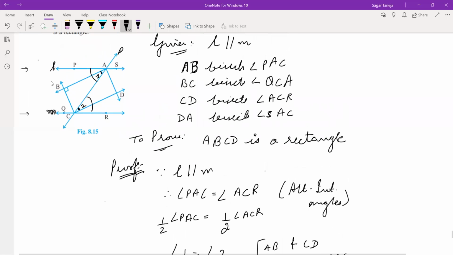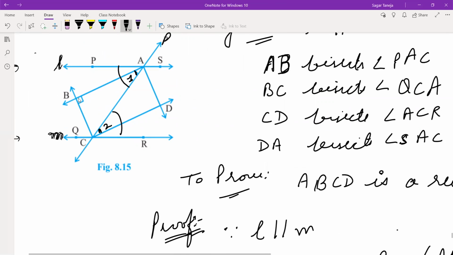Now just look one more time in the figure. If 1 and 2 are equal, it means this will be parallel to this. See it one more time. If angle 1 and angle 2 are equal, then they are making Z. Yes, no, if the angles are equal, then these lines will be parallel to each other. Very simple.